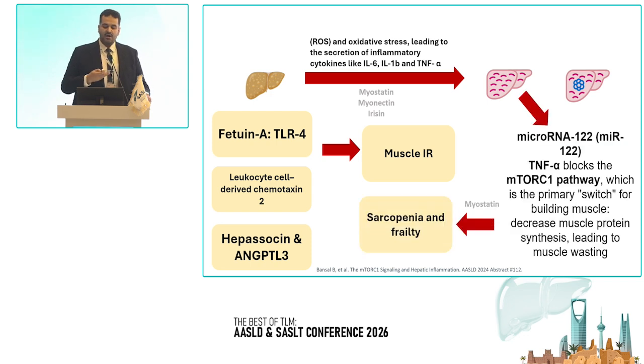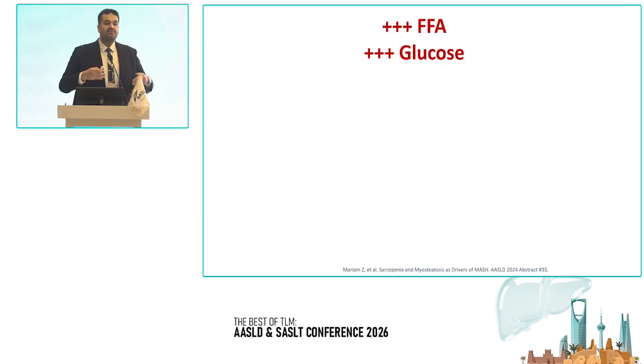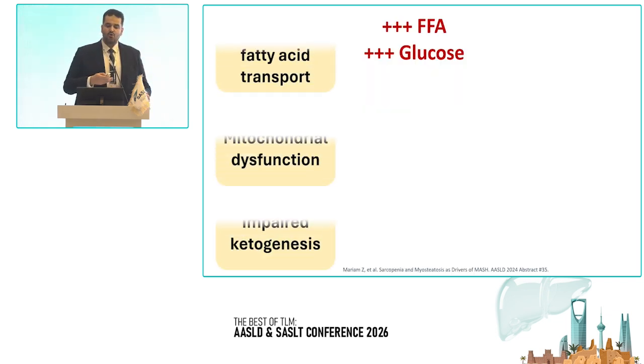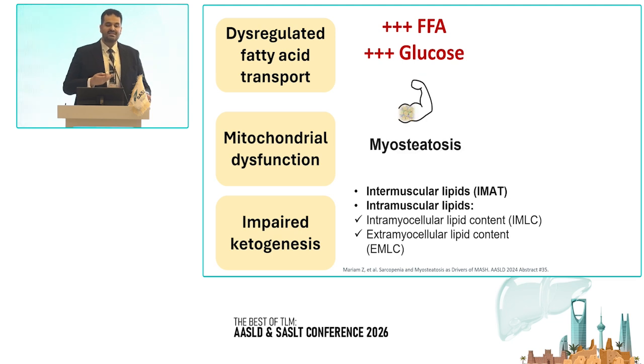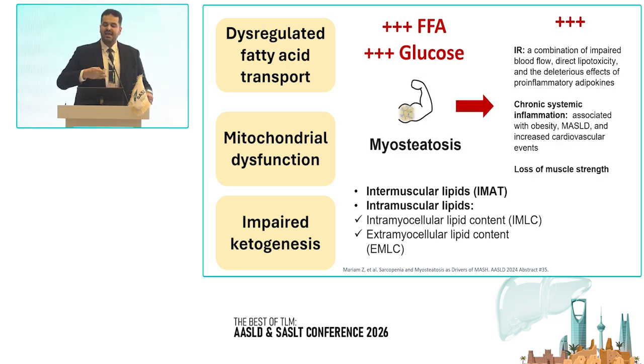Also, the liver with scarring will start to produce microRNA 122 and tumor necrosis factor alpha. This applies what we call a molecular brake on the mTORC pathway, preventing muscle regeneration and causing muscle wasting. This goes hand in hand with the increased level of myostatin, causing sarcopenia and frailty. Muscles have available free fatty acids and extra glucose, so we start to store fats inside the muscles, causing myosteatosis, inducing more insulin resistance, more inflammation, and more loss of muscle power.